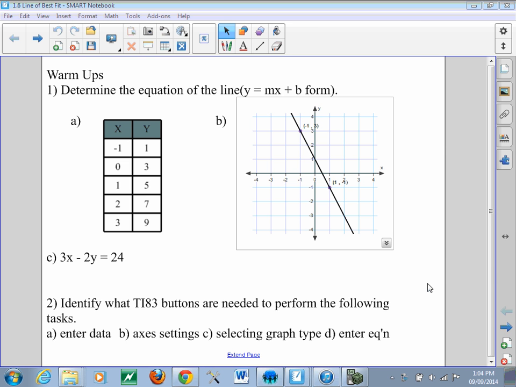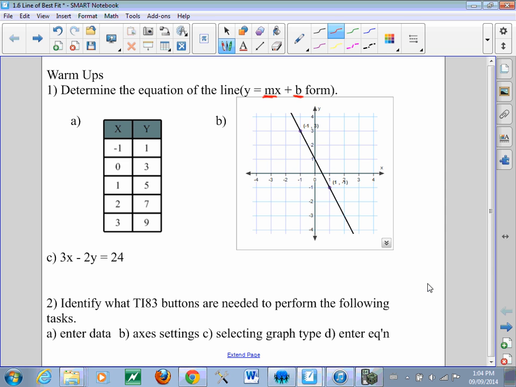The question says, for number 1, determine the equation of the line, which is in y equals mx plus b form. So for example A, our relation, or in this case function, is represented by a table of values. In order to give me the equation of the line, you have to sub in two things, the m and the b. Looking at the table in A, you should notice that it is easy to identify the b variable first. The b variable is right here where x is 0, so b equals 3.